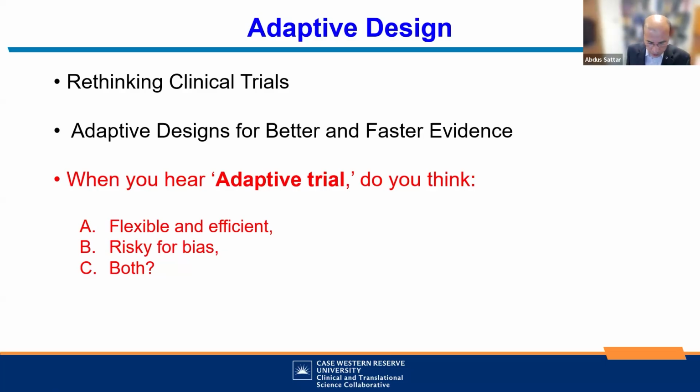So in answer to this, some of you said both, most of you said flexible and efficient, which is the thing. Basically, an adaptive platform trial is a planned, pre-specified, flexible trial.